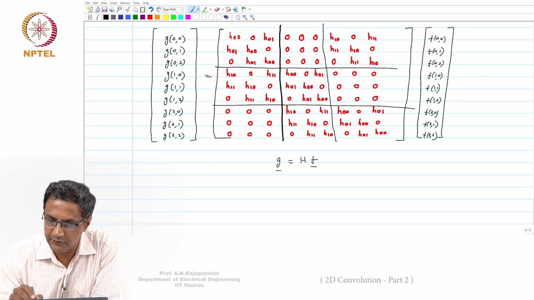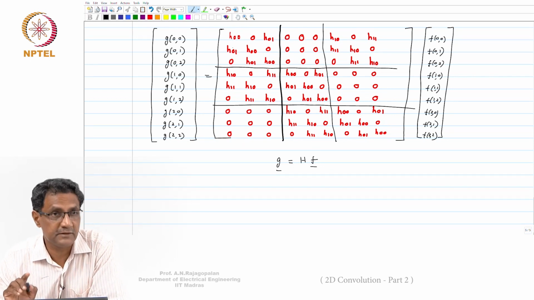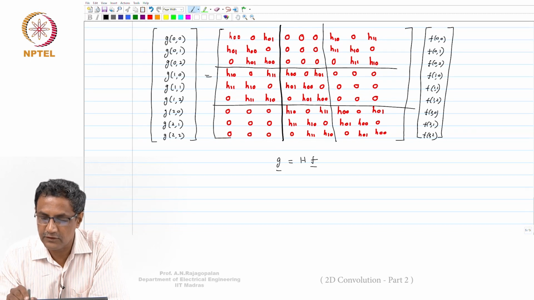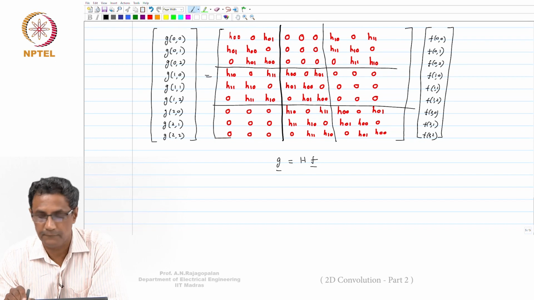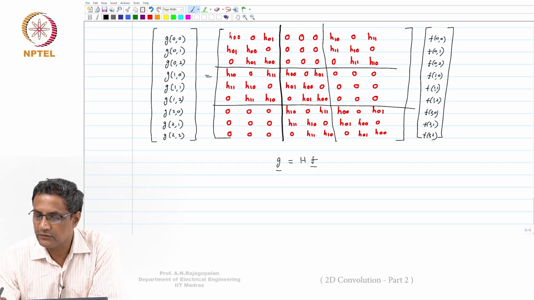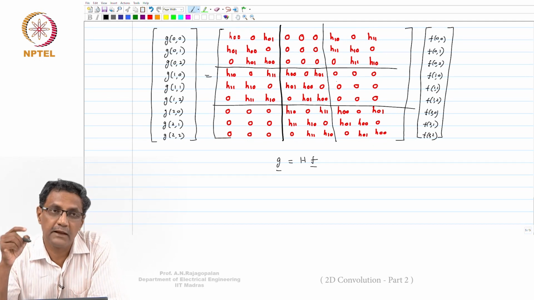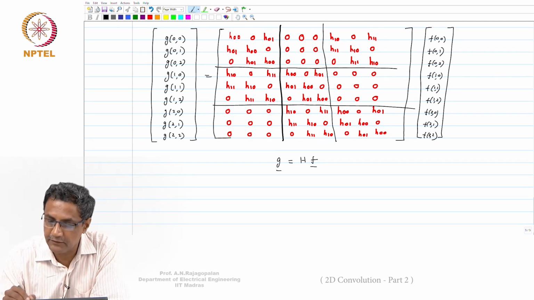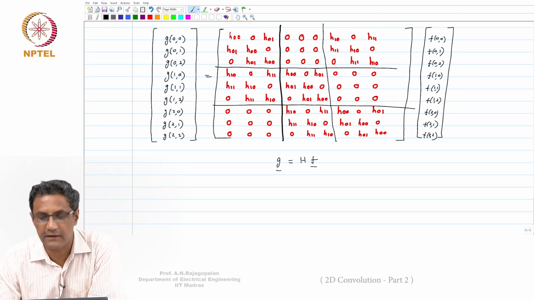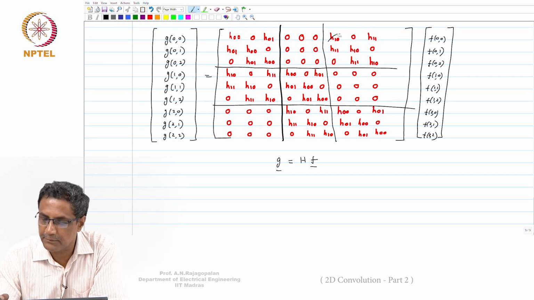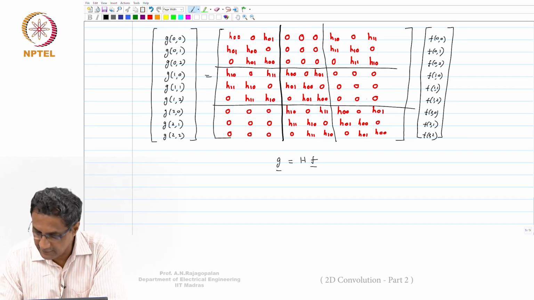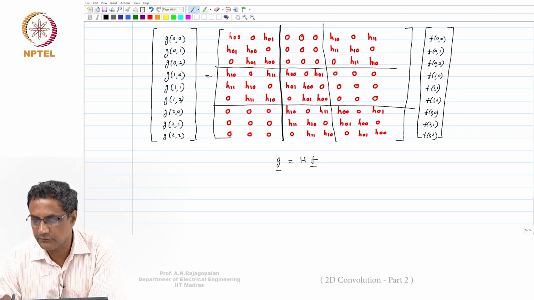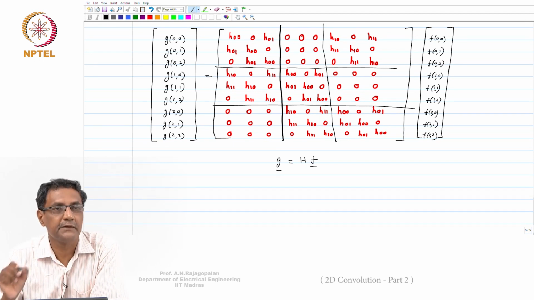You observe that each of these submatrices is by itself a circulant. See H00, H01, then H01, H00, then 0, H01, H00. So 0 0 0, H10, H11. So each one of these is actually circulant, but then it doesn't stop there. Each of these matrices themselves repeat circulantly. See, this guy appears here, this guy appears to the right, this guy appears to its right, then again this one comes back here, this one comes back there, and this one comes back there.